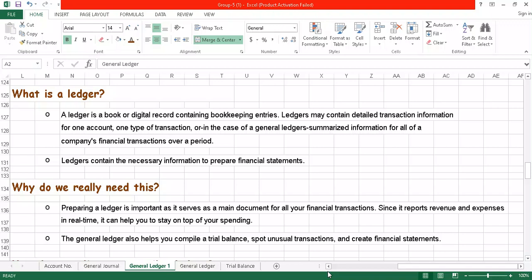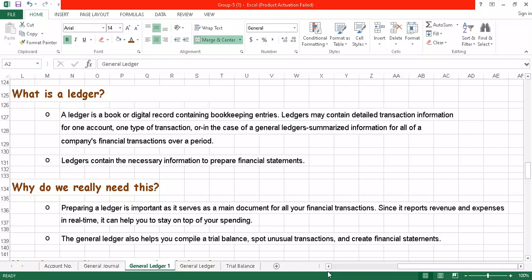In this video, we will discuss what a ledger is, why we really need this in accounting, and how we can put it in Excel to make it easier to compute. So, what is a ledger? A ledger is a book or digital record containing bookkeeping entries.